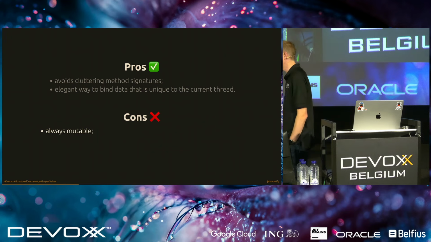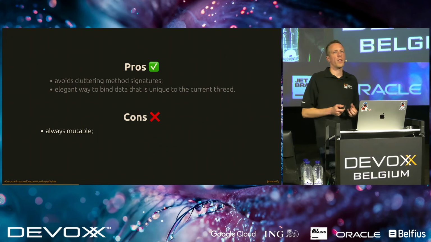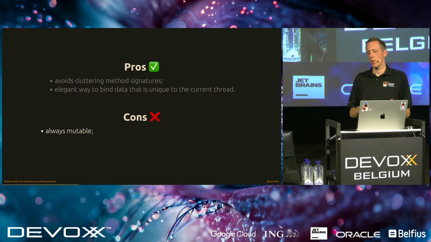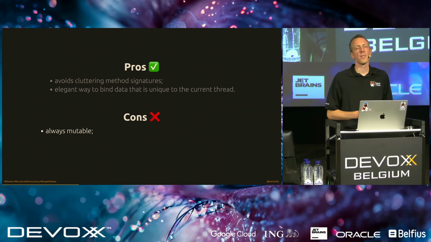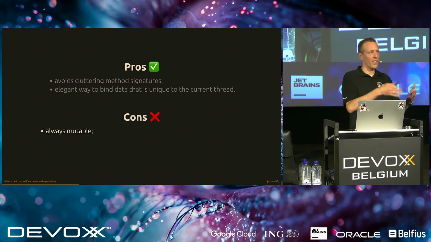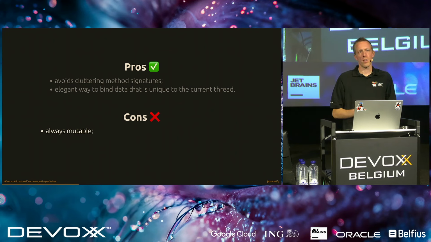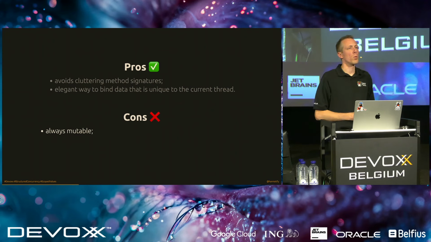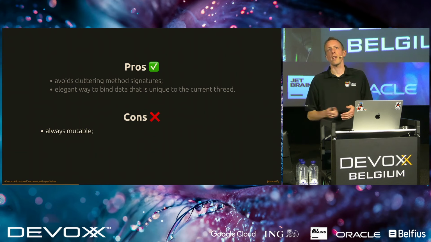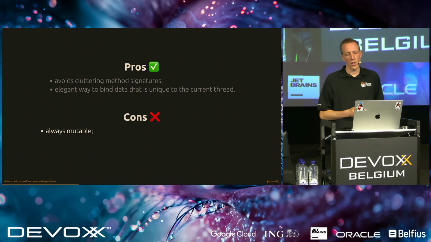The thread local is always mutable. So you saw me in the example call the get method. Well, they also have a set method. And if you are sharing this thread local throughout your code, every place that has a reference to this variable will also be able to call the set method, which means that it is always mutable. So that's kind of a security risk.